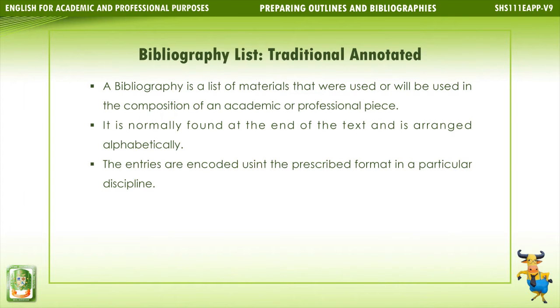Bibliography list, traditional annotated. A bibliography is a list of materials that were used, or will be used in the composition of an academic or professional piece. It is normally found at the end of the text and is arranged alphabetically. The entries are encoded using the prescribed format in a particular discipline.